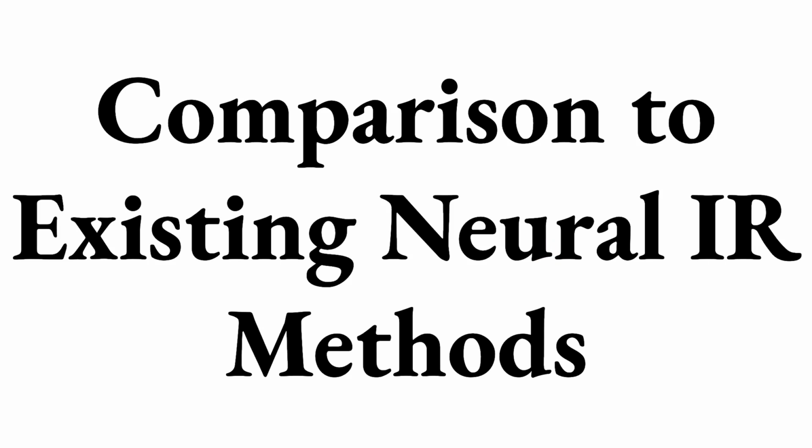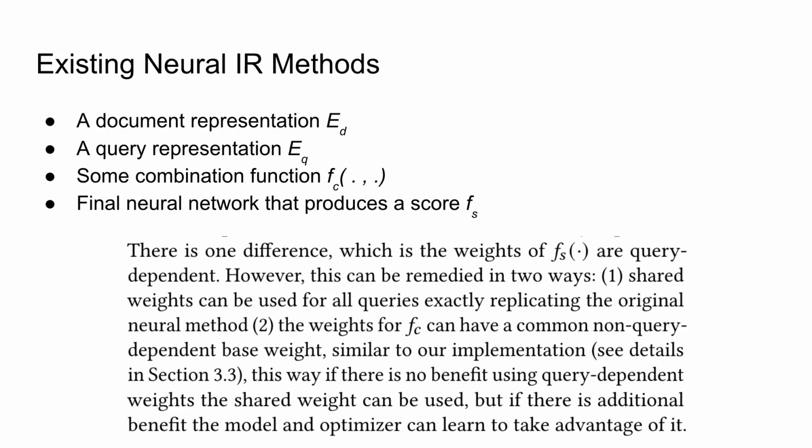Okay, so that's the algorithm they use, and it's a very efficient retrieval, and they test that out, which we're going to look at in the results section later on. One more thing before we go into training and results is we want to compare their approach to existing neural information retrieval methods. And these existing methods have a document representation, ED. They have a query representation, EQ.